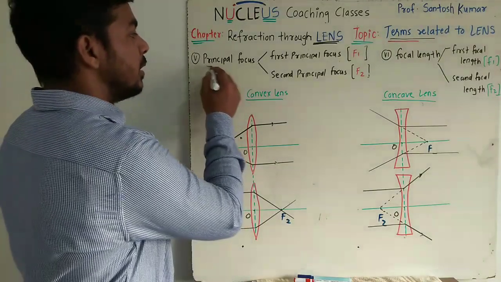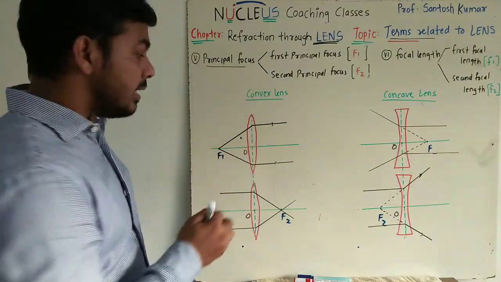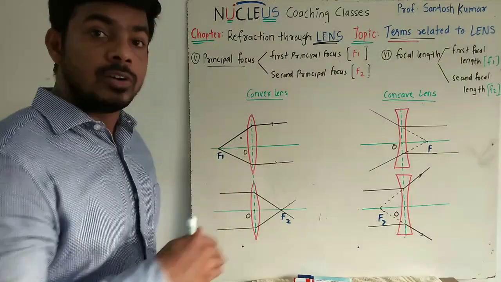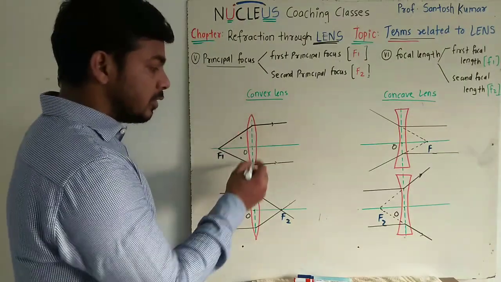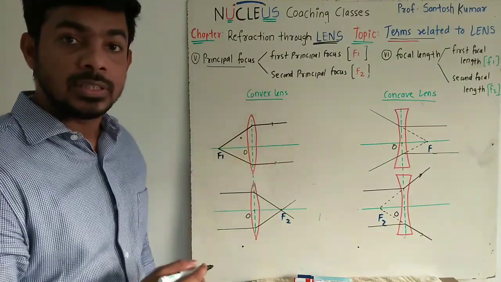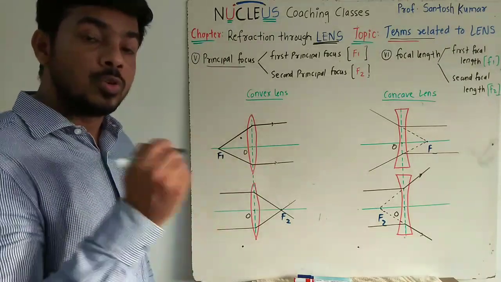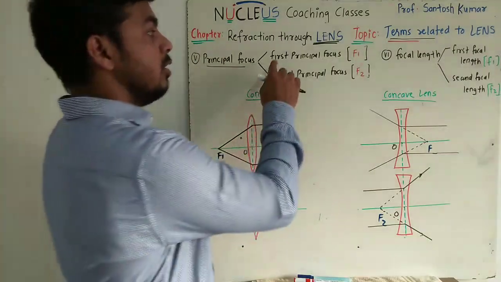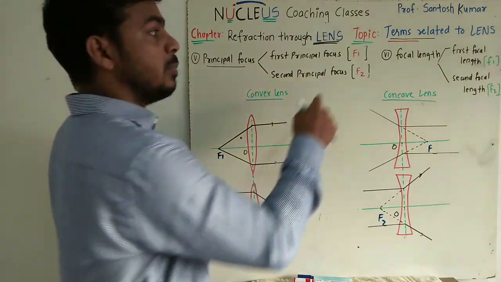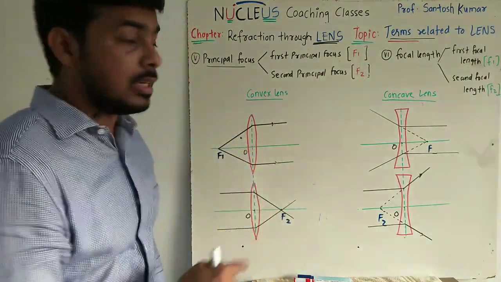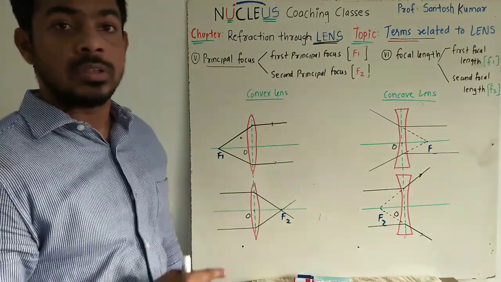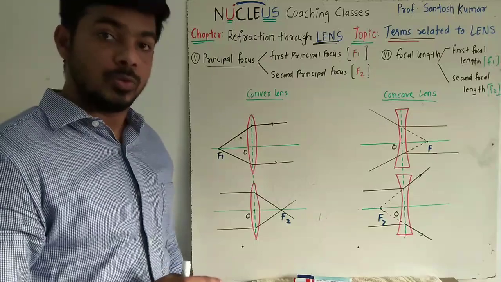Now we will learn about principal focus. As the lens has got two refracting curved surfaces, so this is the first curved surface and this is the second curved surface. So a lens has got two principal focus. First principal focus denoted by letter capital F1 and second principal focus denoted by letter capital F2.